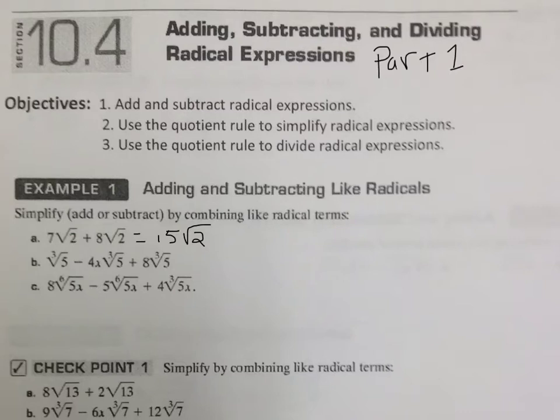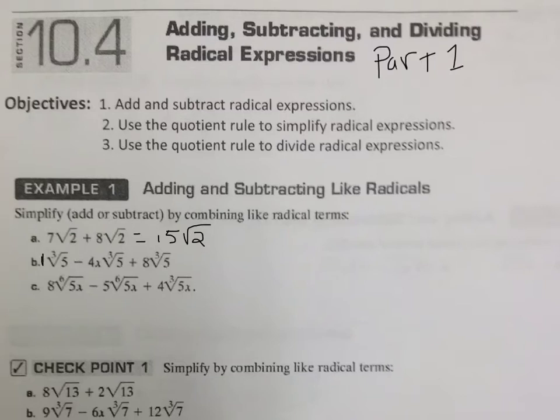Let's look at B. We've got cube roots. It works the same with cube roots like it does with square roots. You're going to add or subtract the numbers in front as long as you have like radicals. And we do. They're all cube root of 5, so we can add.